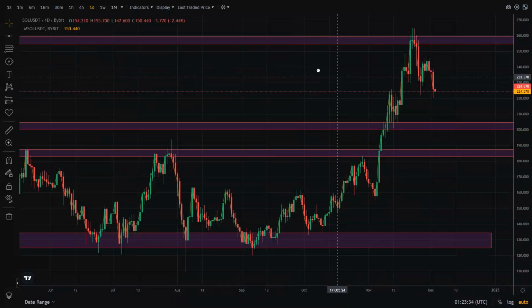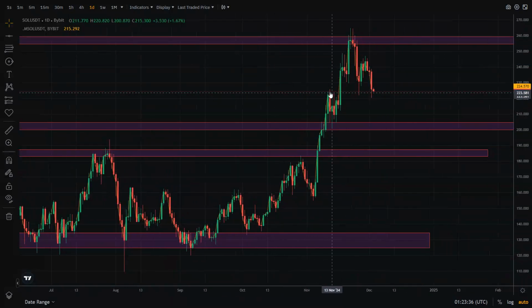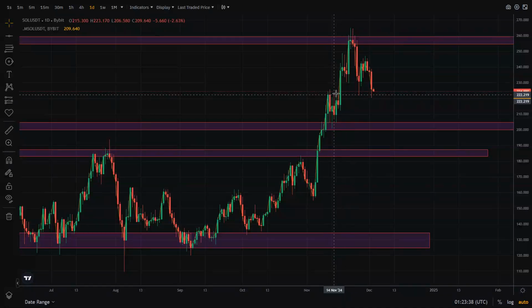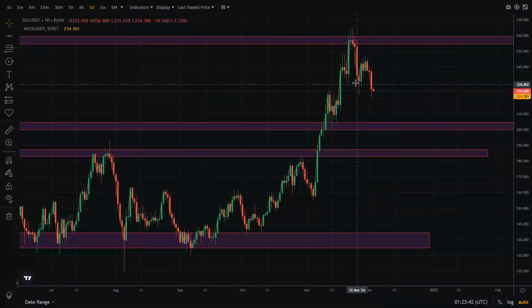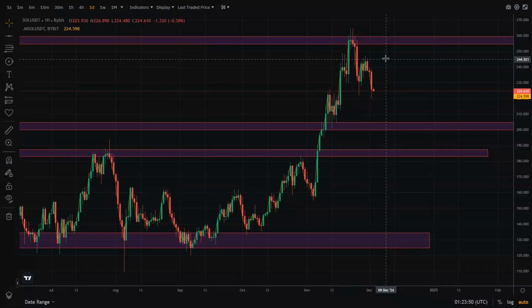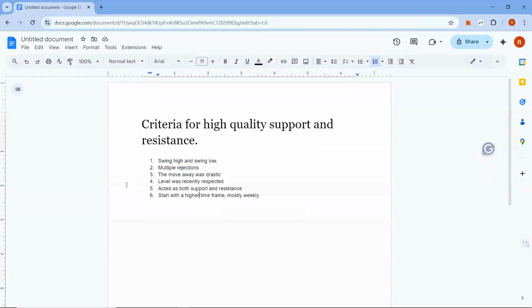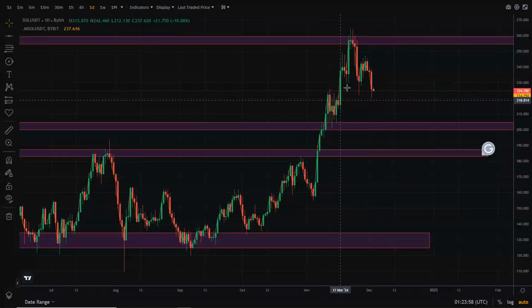All right. If you check the daily time frame, you can see that there is a level here. You can see that the price comes to this level, rejects it, and moves up. Comes down to the same level, rejects it and moves up. So why do you draw this level? Number one, taking a look at our criteria, first, it has multiple rejections.